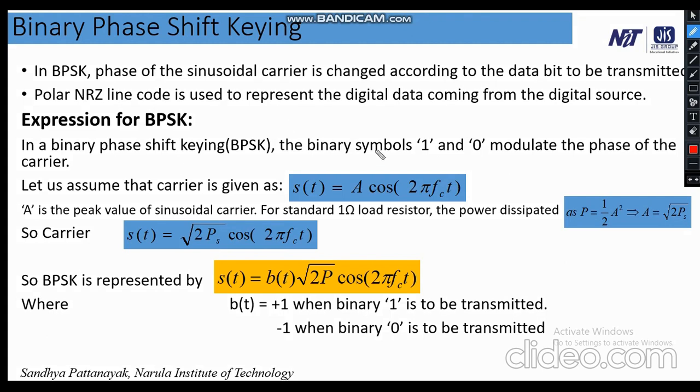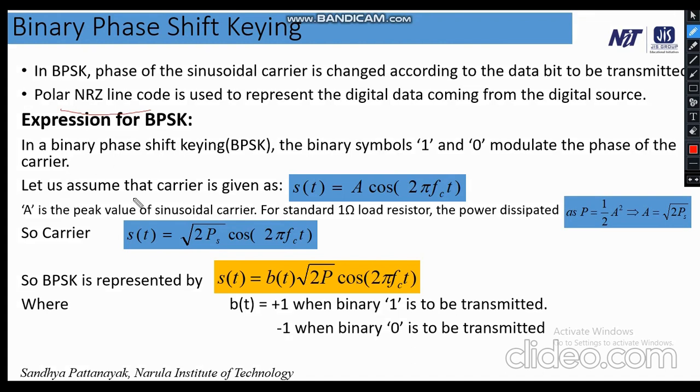So here we convert the digital data from the source. When we do the A to D conversion, we get the whole sequence in digital form, right? It's in 1s and 0s form. So this is now represented in the line code technique, that is your polar NRZ line code technique. That is the first step that we have to take care of.